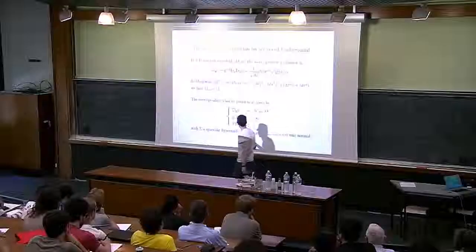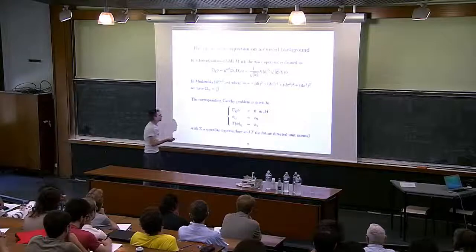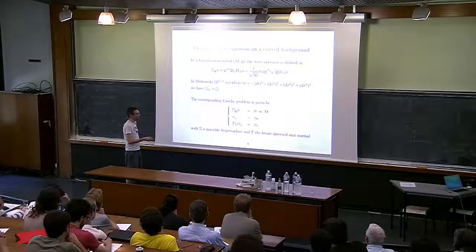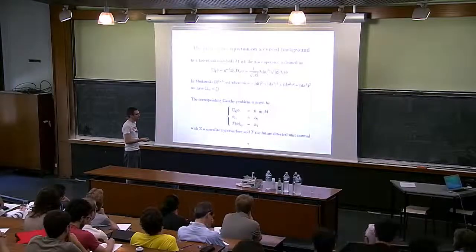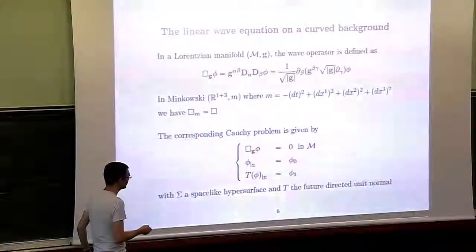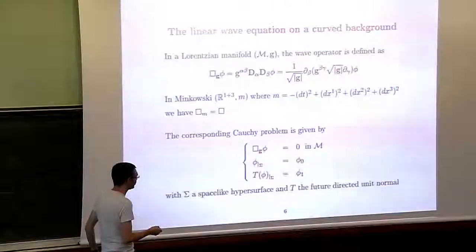And then the Cauchy problem is your wave operator, the d'Alembertian of g of phi, is 0 in your space-time. And then you have to prescribe the initial data. So phi restricted to sigma is phi 0, and T of phi restricted to sigma is phi 1.